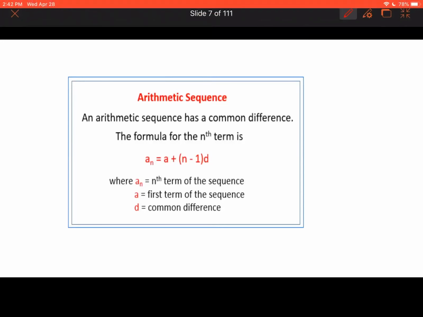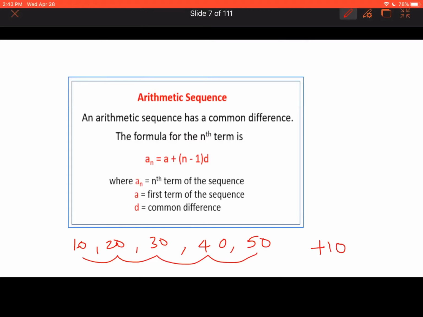First we will dive into understanding the meaning of arithmetic sequence. Any sequence that has a common difference is classified as an arithmetic sequence. For example, 10, 20, 30, 40, 50 is called an arithmetic sequence because the difference between each term is 10, right? So since the sequence has a common difference between the terms, this is called an arithmetic sequence.